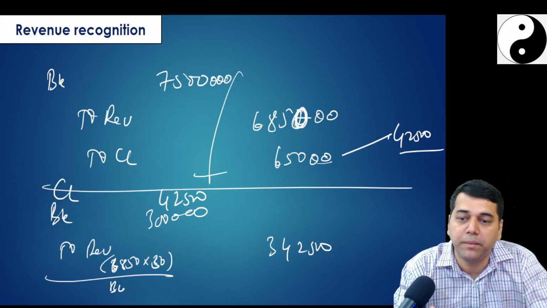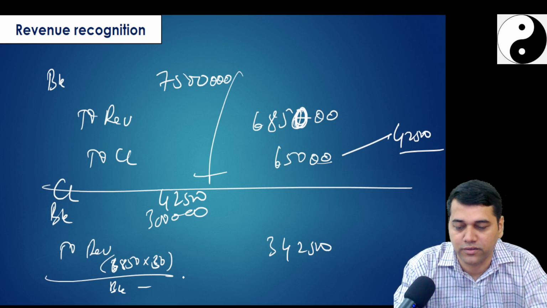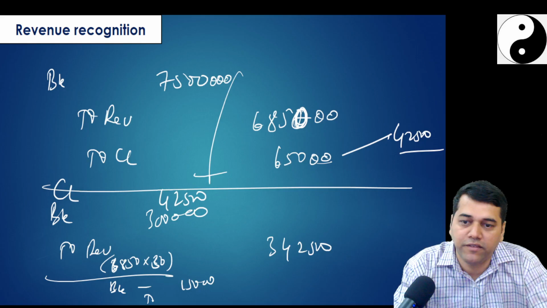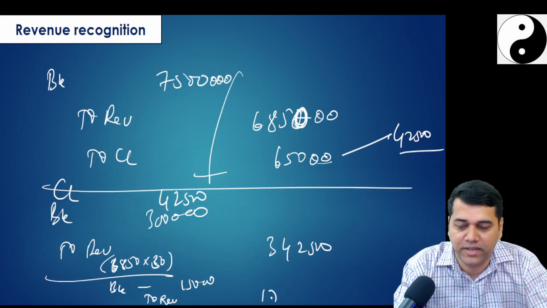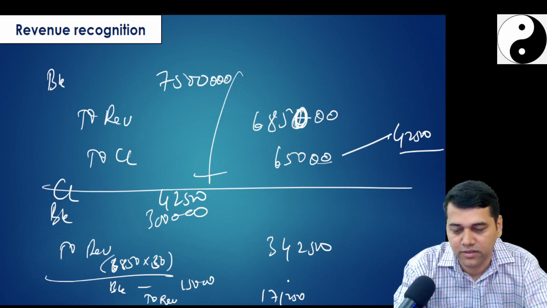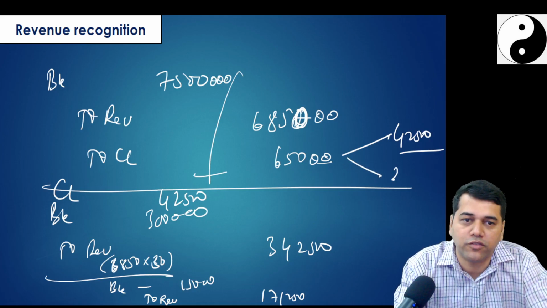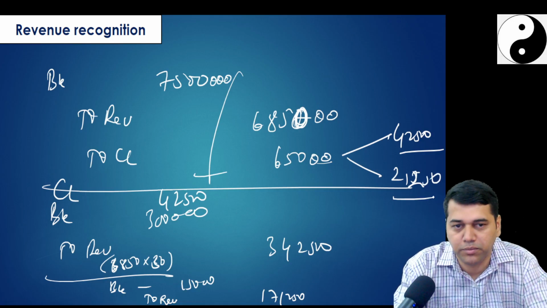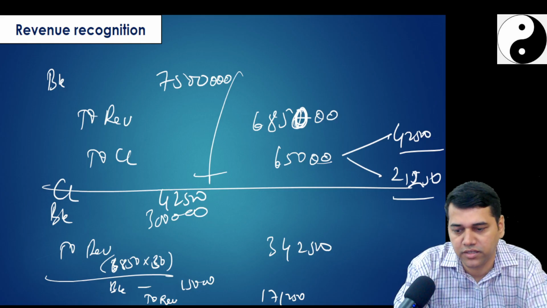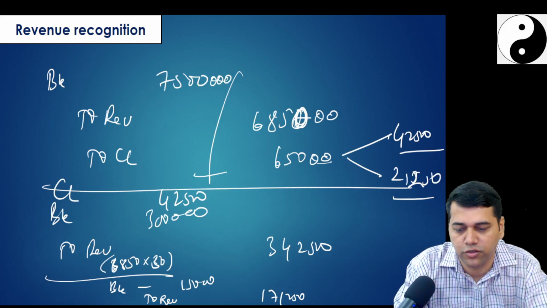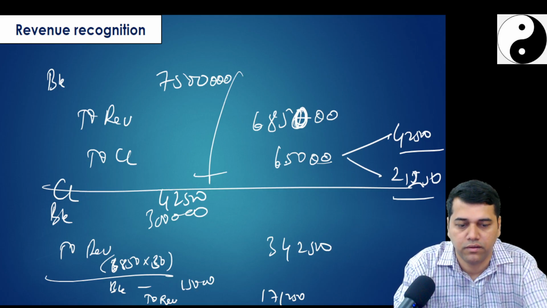Third year they will pay me bank how much? 25 into 6,000. 1,50,000 they will pay. How much revenue I will recognize? 1,71,250. So what is the difference? 21,250, which I will reverse with the contract liability plus 42,500. No, did I miss anything here? 6,850 into 25, 1,71,250 minus 1,50,000, 21,250 plus 42,500, 63,750. Wait, something I am missing here.